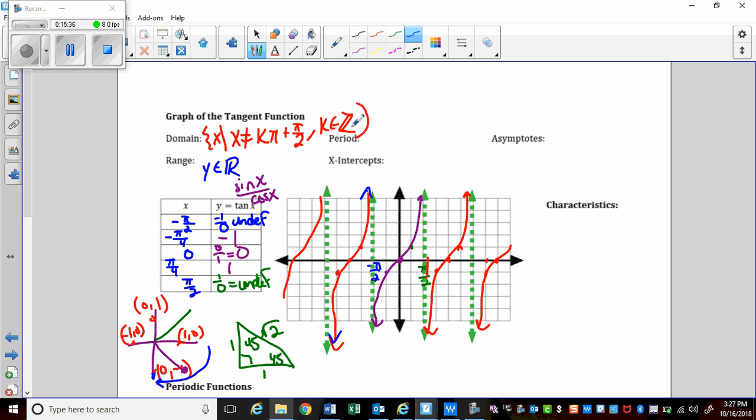Our period for tangent is different than sine and cosine. It goes between negative pi over 2 and pi over 2. If we add them up, what is pi over 2 and pi over 2? That is pi instead of 2 pi.